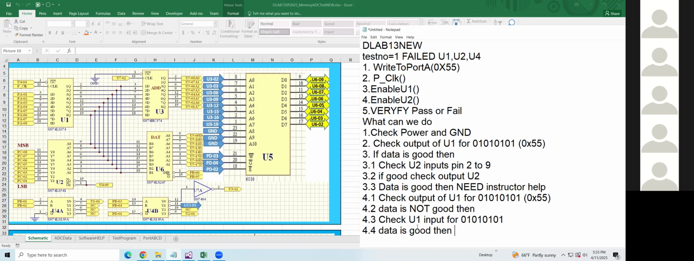That's why I say check U1 input. And now data here is good, and the data output is not good. First thing you need to check the P clock, right? Yes. Okay. Then first thing, check P clock.